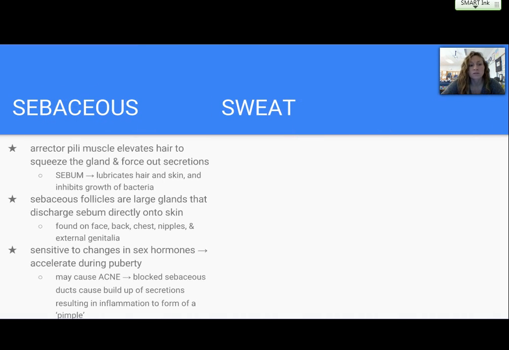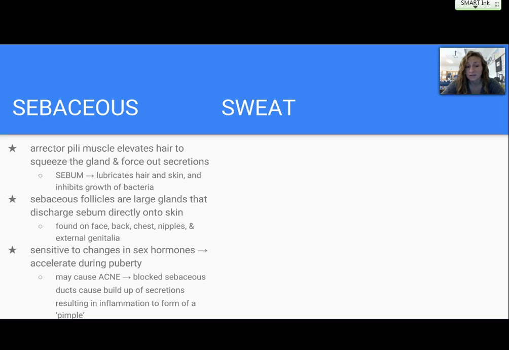So, sebaceous versus sweat. The erector pili muscle elevates hair to squeeze the gland of the sebaceous and force out secretions. We call these secretions sebum, which lubricate the hair and the skin and inhibit growth of bacteria. Sebaceous follicles are large glands. They discharge sebum directly onto the skin, and they're primarily found on your face, back, chest, nipples, and external genitalia. They're sensitive to changes in sex hormones, so they accelerate during puberty.